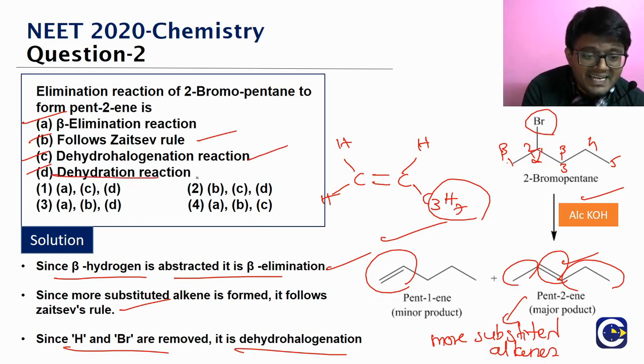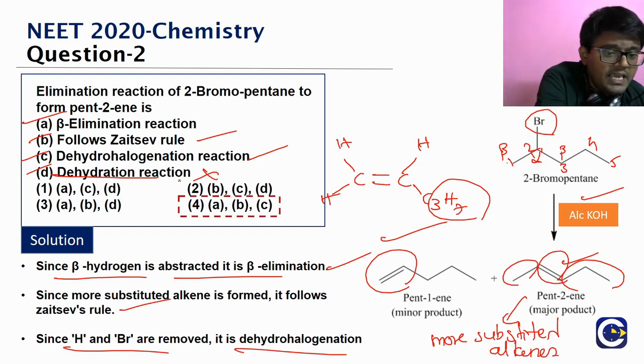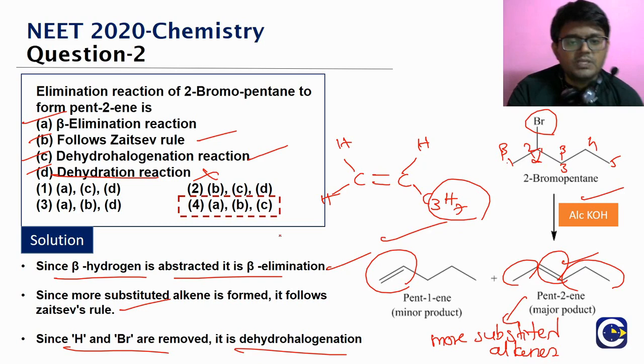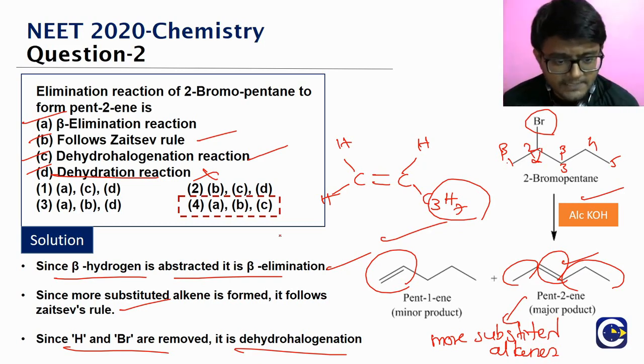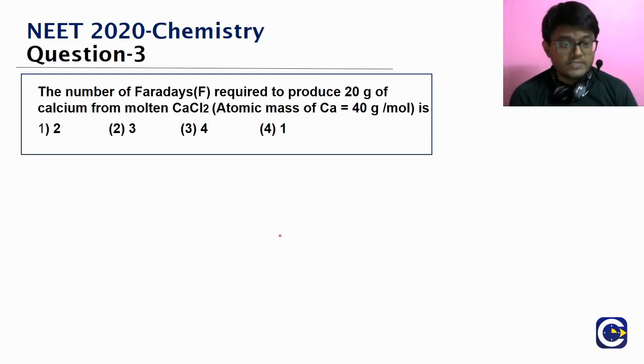But is it a dehydration? No, right? It's not a dehydration reaction. Dehydration reaction is when we have alcohols in the presence of concentrated sulfuric acid, a dehydrating agent. That is a different reaction. There also we will get alkenes. So here what is the appropriate match? A, B, C, which means the correct answer is option 4. This is beta elimination, this follows the Zaitsev rule, and also this is a dehydrohalogenation reaction.